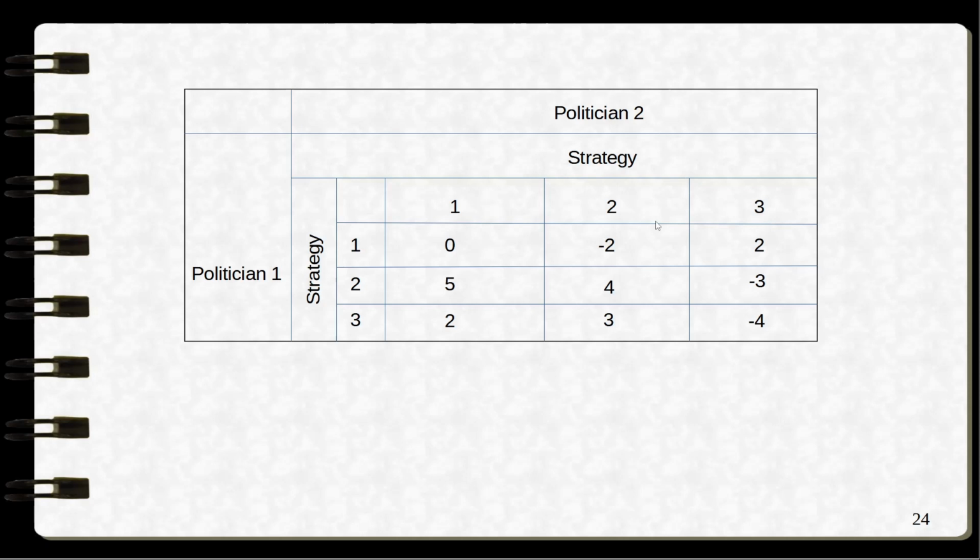Well, if you sum it up, it's minus 2, so there's a 50-50 chance. He might either lose or he might win, right? So there we are. So politician number 1 will have a higher probability for strategy number 1 and a lower probability for strategy number 2.